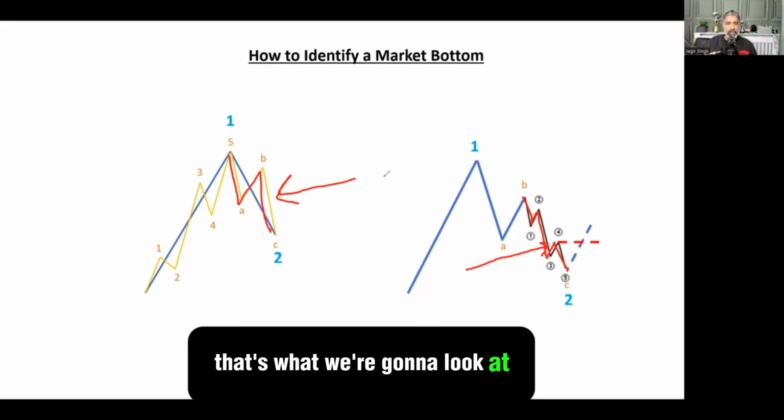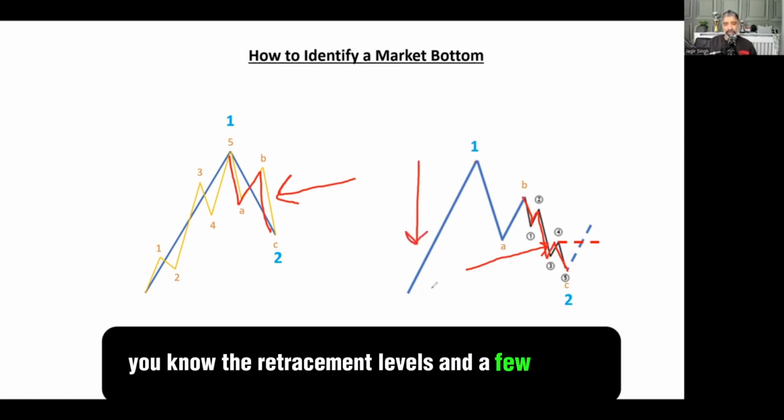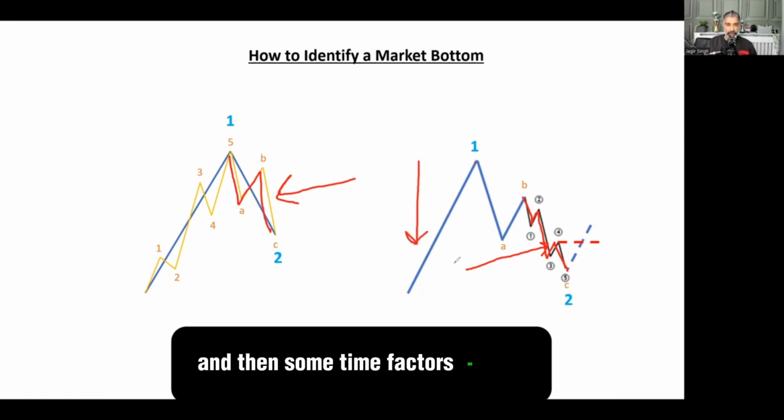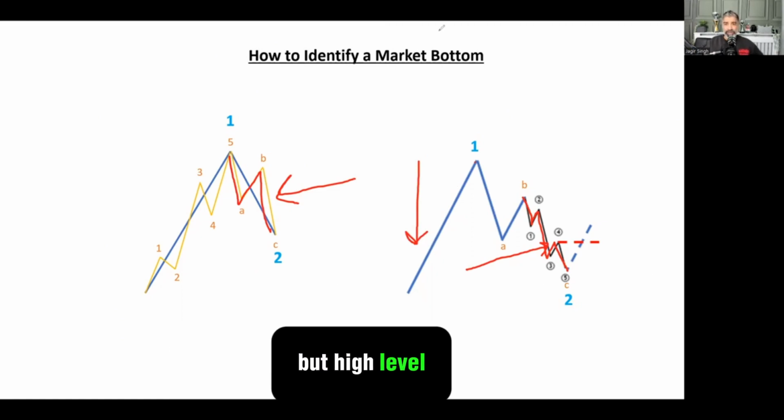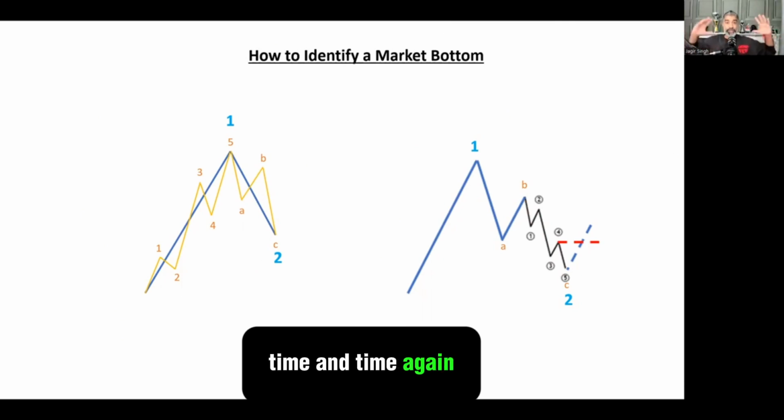That's what we're going to look at. We're going to then look at some Fibonacci ratios, you know, the retracement levels and a few others, and then some time factors as well. But high level, this is what we're looking for, right? Time and time again on different degrees.